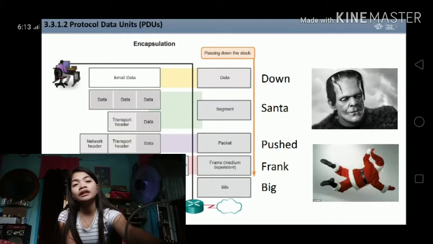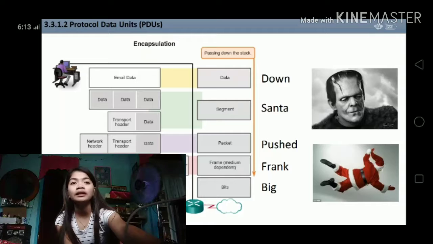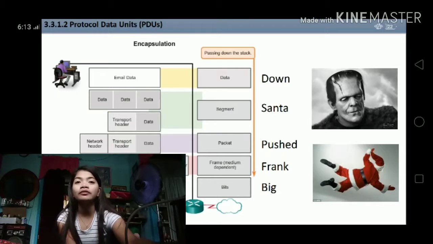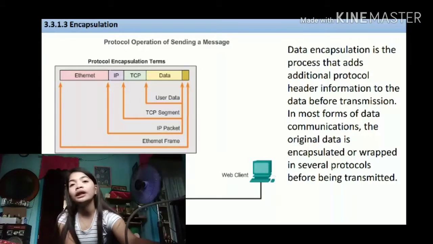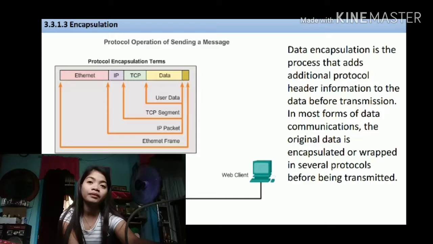Application represents data to the user plus encoding the dialogue. Transport supports communication between diverse devices across diverse networks. Internet determines the best path through the network, and network access controls the hardware device and media that make up the network.